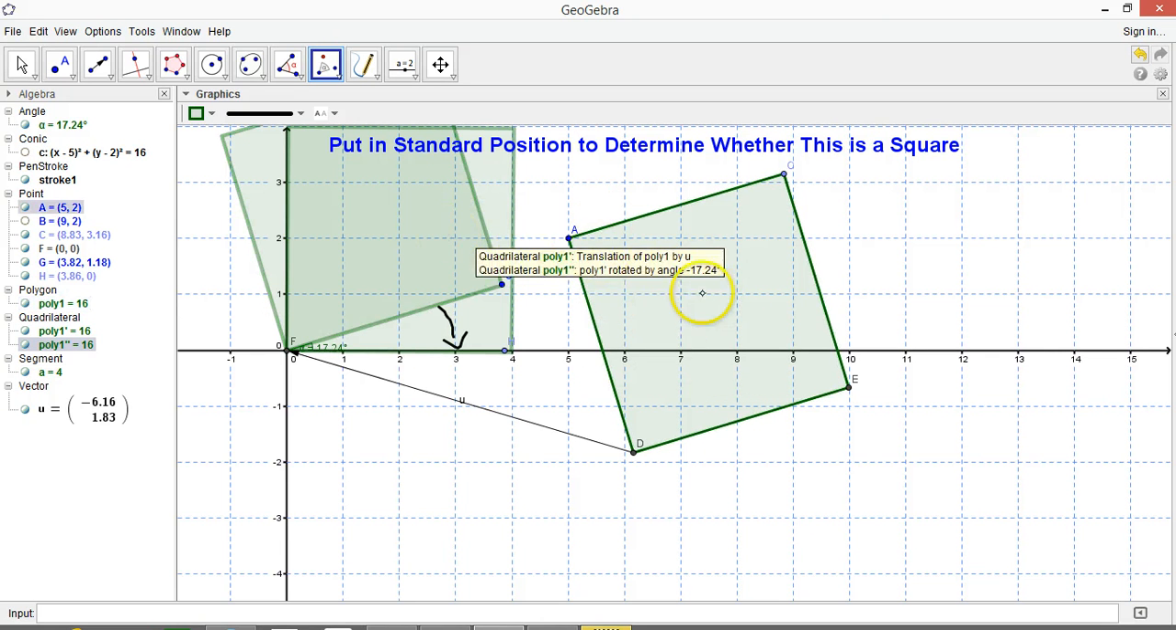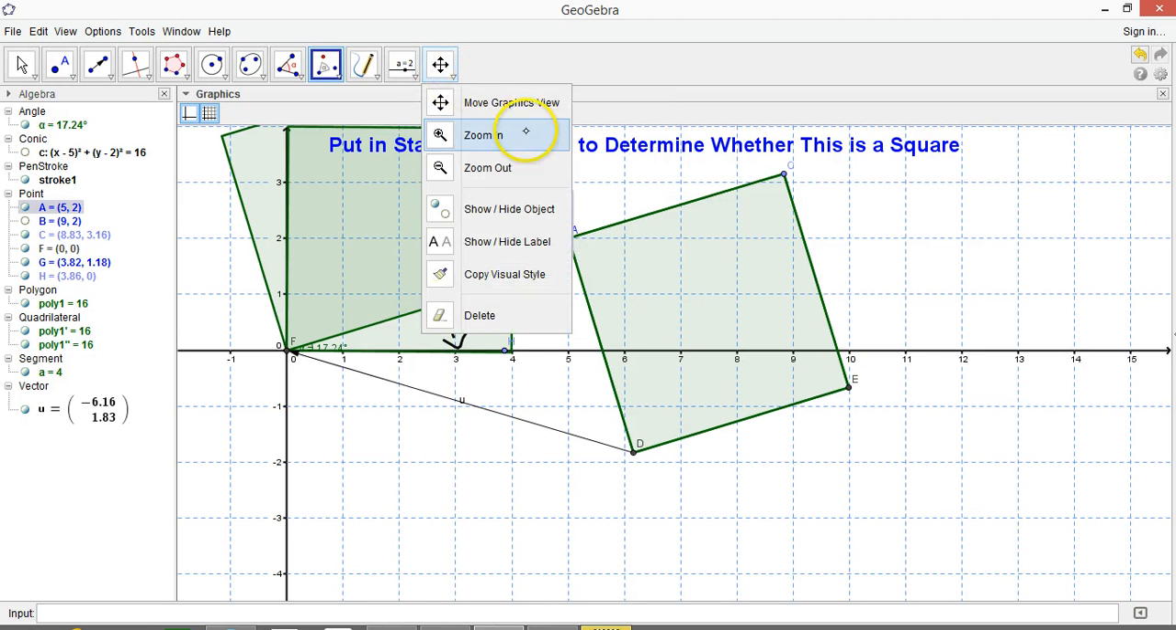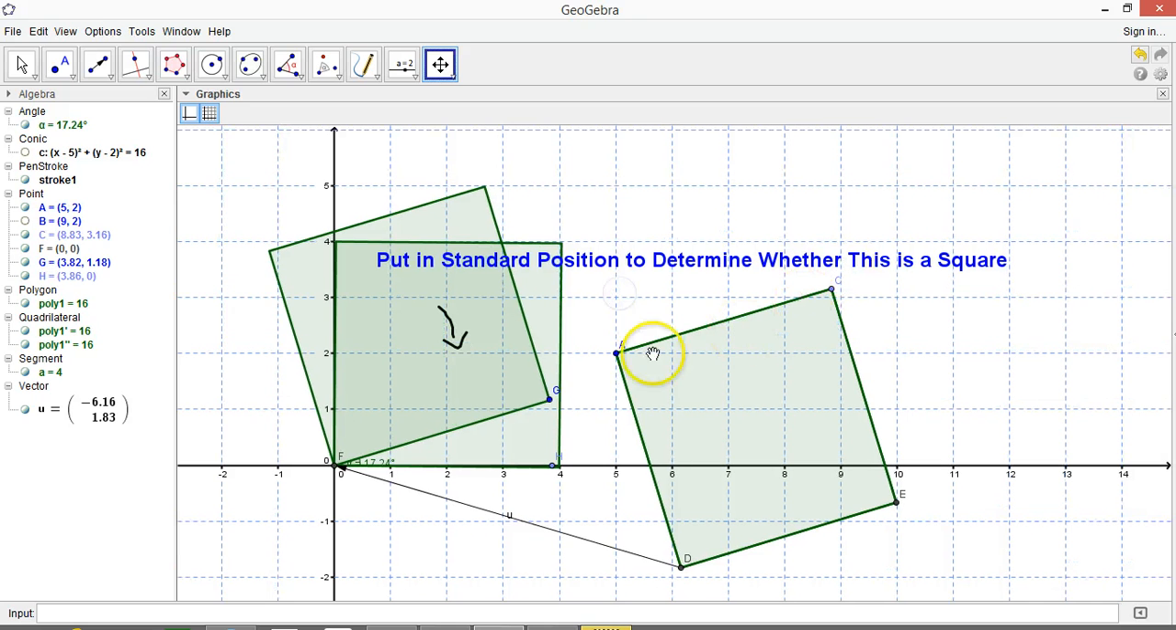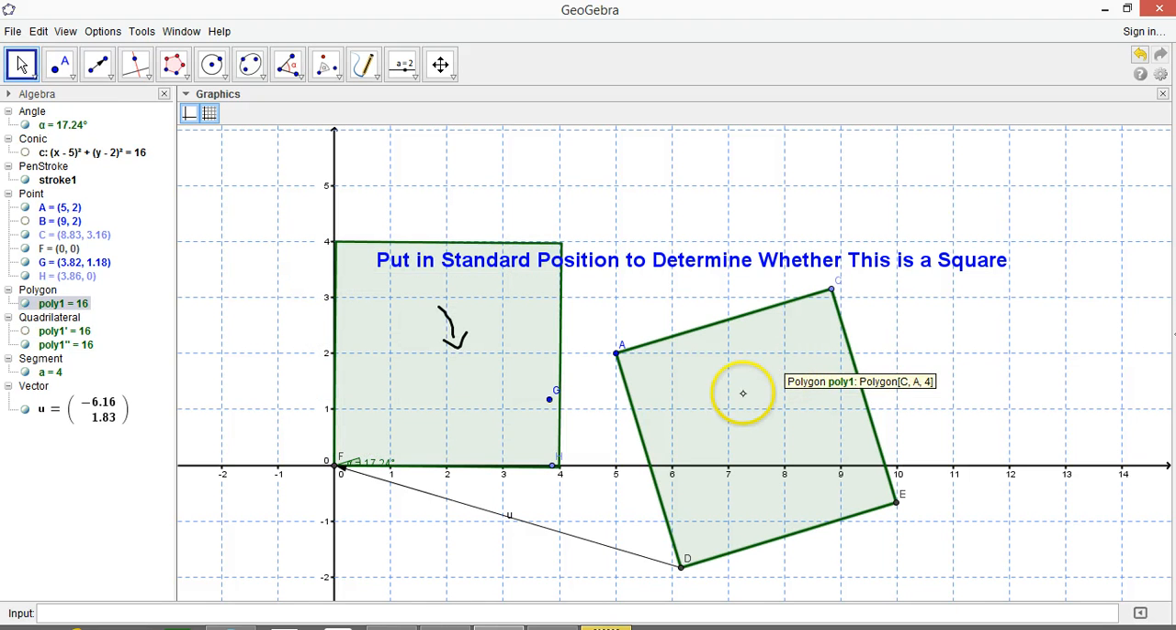When we translate, we rotate, we reflect, the shapes always stay congruent. Sides, nothing changes, just orientation. So now this square here that I'm checking, this original green square, I got it now in standard position. I'm going to hide this quadrilateral. So I put this square in standard position, and we can see that we have a length of 4, this is at 4, 4, so yes, that must be a square.